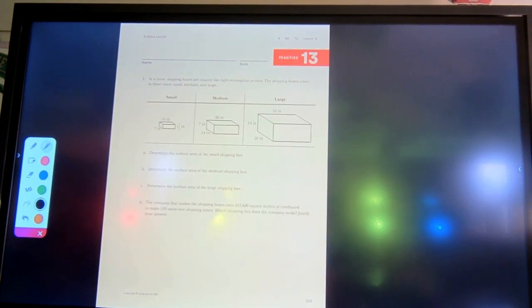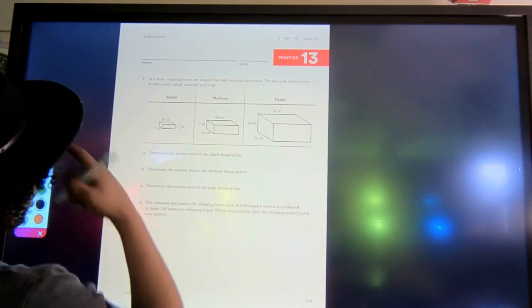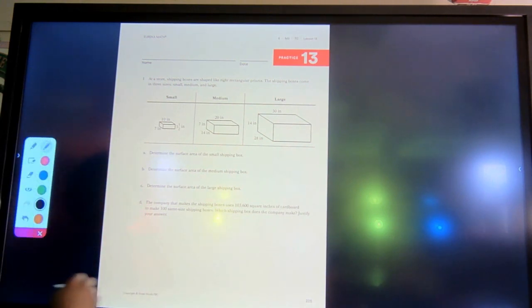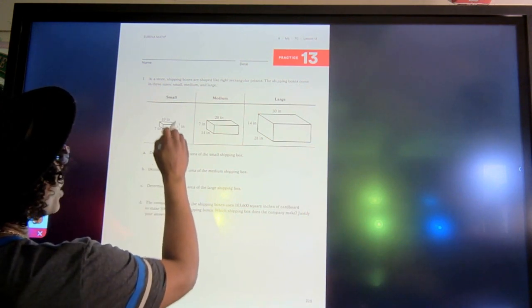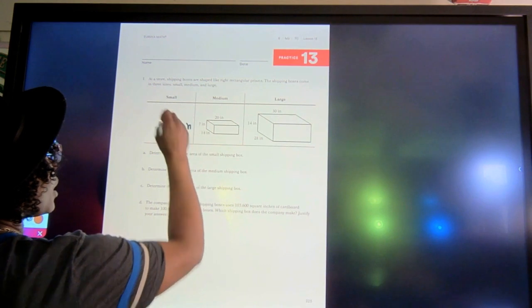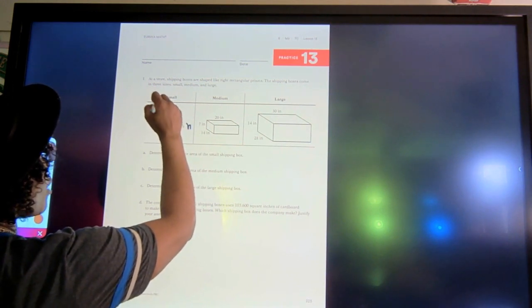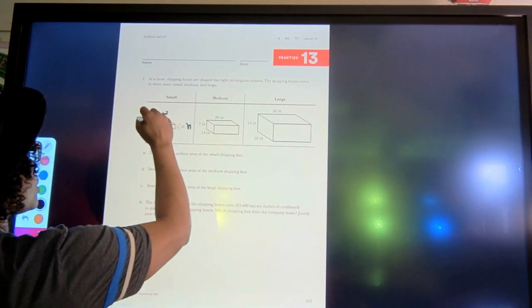Alright, so the first practice problem for lesson 13 says, at a store, shipping boxes are shaped like rectangular prisms. The shipping boxes come in 3 sizes: small, medium, and large. So part A wants us to determine the surface area of the small shipping box. We're going to have 3 1/2 as our height. I'll do 10 inches as our width, and I'll do 7 inches as our length.